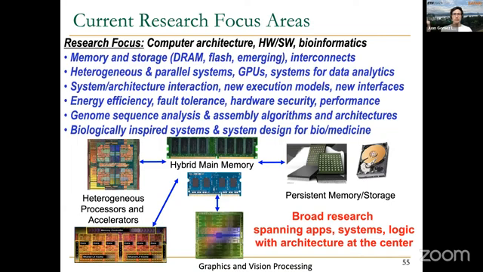In our group, we do research in many different things in computing systems, but we have a clear focus on computer architecture, hardware-software co-design, and also bioinformatics applications. In computer architecture, we cover basically all different components of computer architecture and computing systems, from persistent memory and storage to hybrid main memory, heterogeneous processors and accelerators, etc.